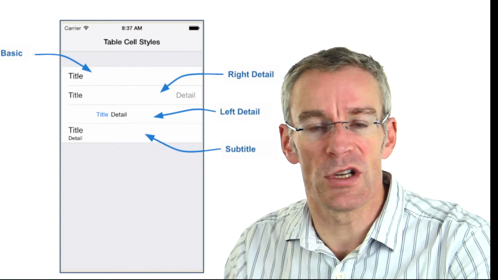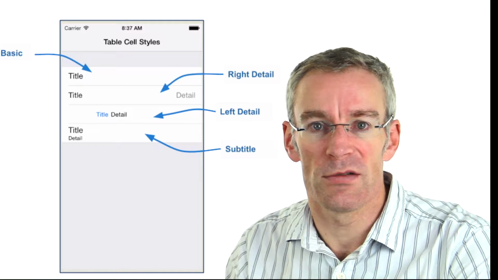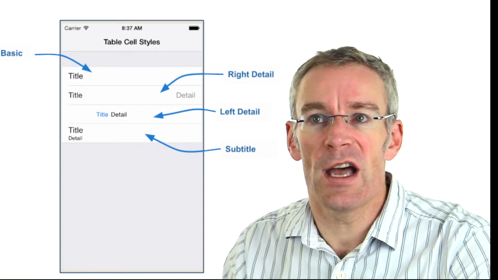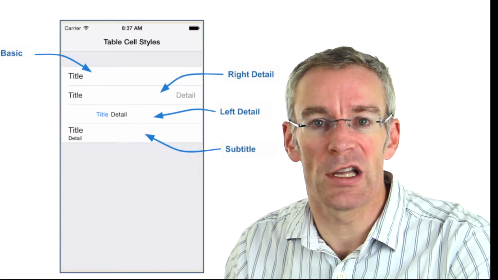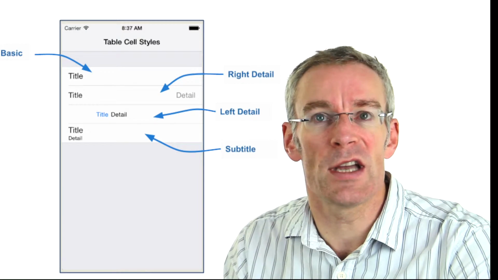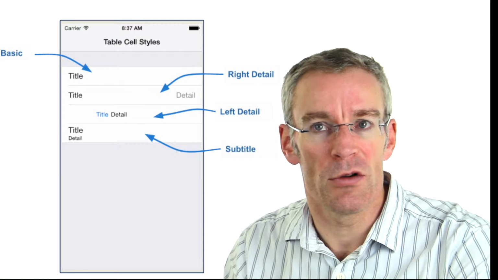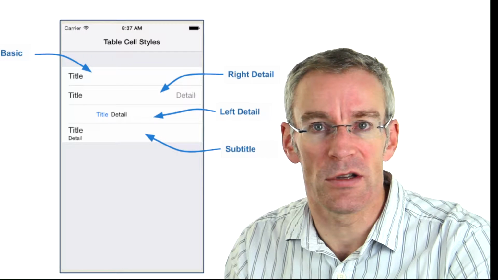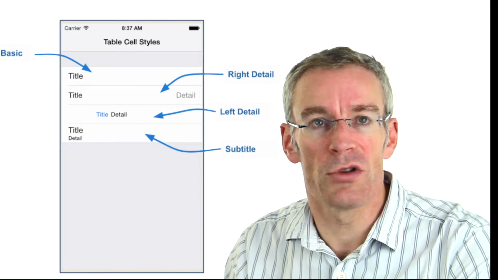When you create your table views, you can choose one of a pre-defined set of cell styles. The standard one is called Basic, which contains a title text. Then we have three variations which have a title and detail. We have a right detail, a left detail, and we have a subtitle variant. But you can also create your own custom cell styles, and we'll come on to that in another video.